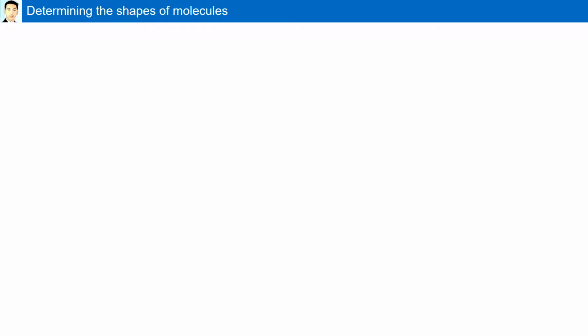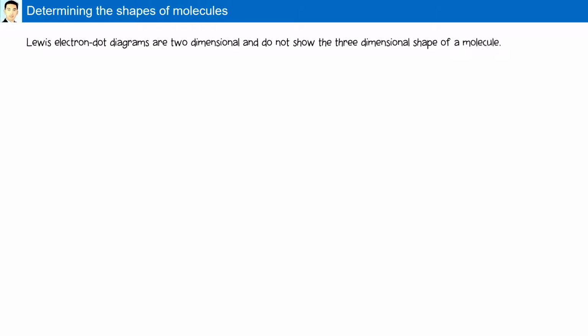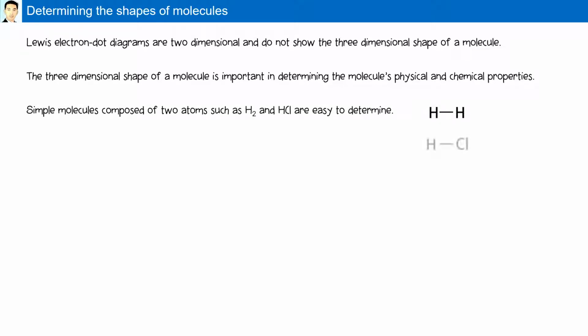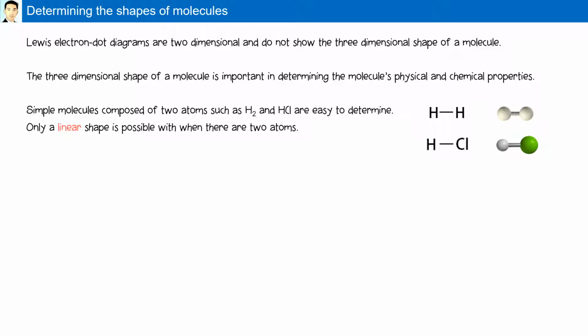Determining the shapes of molecules. Lewis electron dot diagrams are two-dimensional and do not show the three-dimensional shape of a molecule. The three-dimensional shape of a molecule is important in determining the molecule's physical and chemical properties. Simple molecules composed of two atoms, such as hydrogen and HCl, are easy to determine. Only a linear shape is possible when there are two atoms.